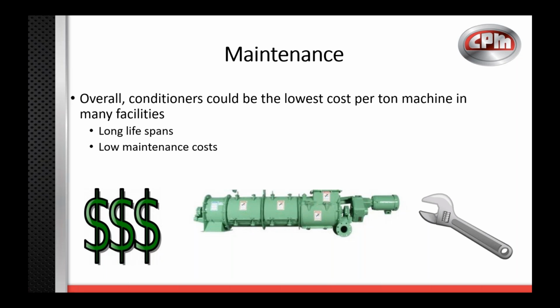As far as equipment goes, we like to say that conditioners could be the lowest cost per ton machine in many facilities. That is due to their long lifespans. We usually see a conditioner last 10 to 15 years, unless it's running a very abrasive or acidic product. And then they generally have a low maintenance cost. Those things I just mentioned really aren't too major or out of line.